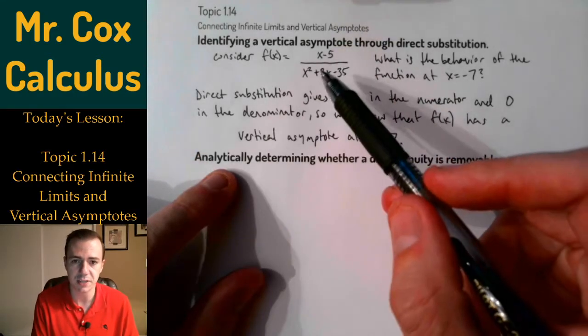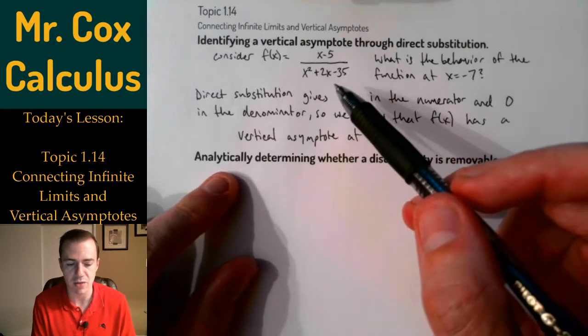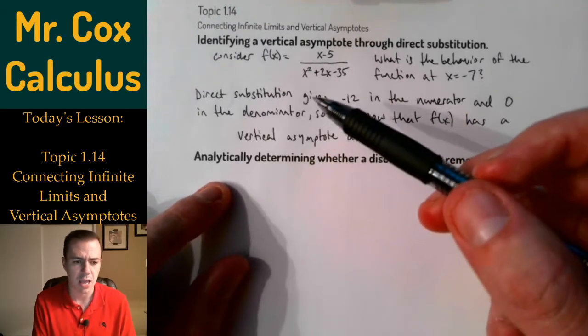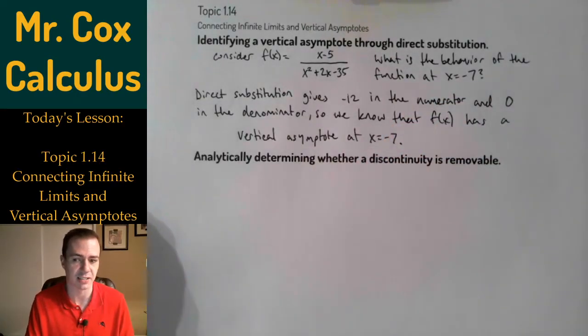Now you might look at this function and say, hey, I know that that's going to factor and I've got another value that I want to address. And we'll do that in the next video, but we can definitively say there's a vertical asymptote at x equals -7.